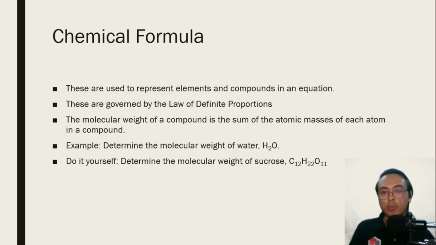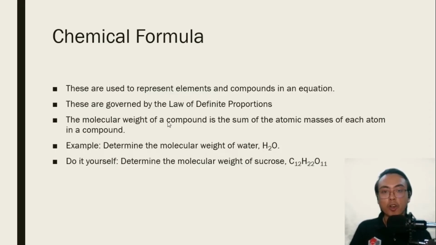The next concept that we will be discussing is chemical formula. Chemical formula are very important in the study of chemistry because these are used to represent elements and compounds in an equation. And chemistry is all about chemical reactions. No? So you need to learn about chemical formulas. Chemical formula are governed by the law of definite proportions. Just to refresh you, the law of definite proportions states that for every compound, there exists a fixed ratio between its constituent atoms. And if you were to change that ratio, you will end up with a different compound. Okay? So that's the law of definite proportions.